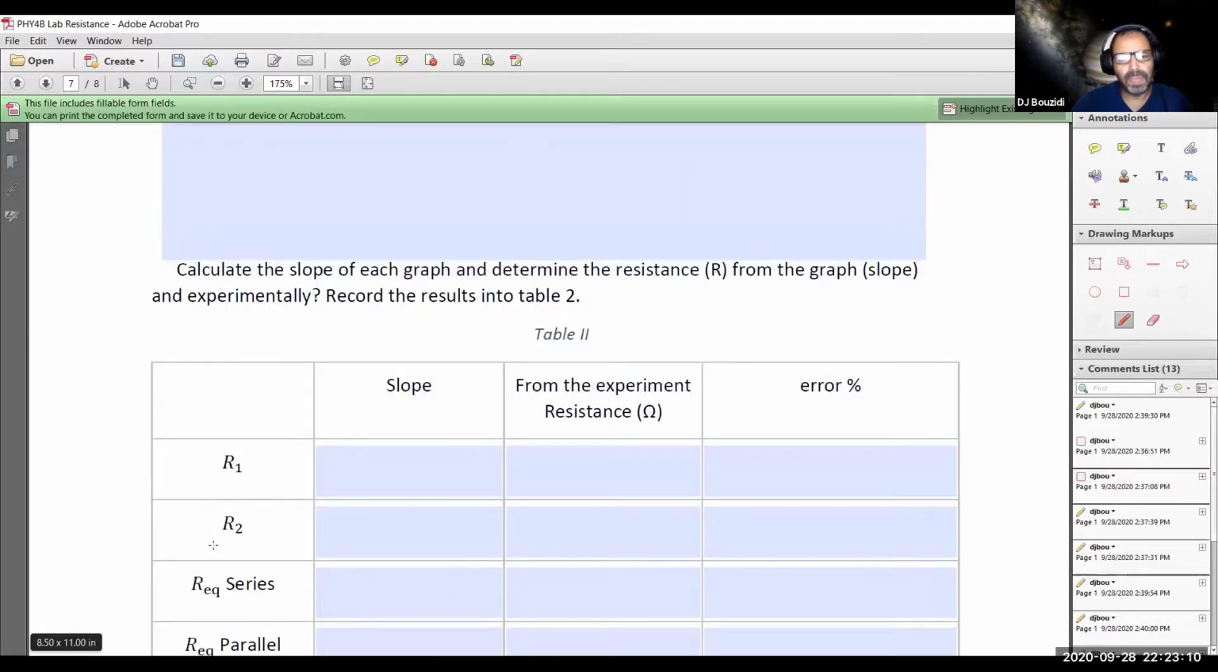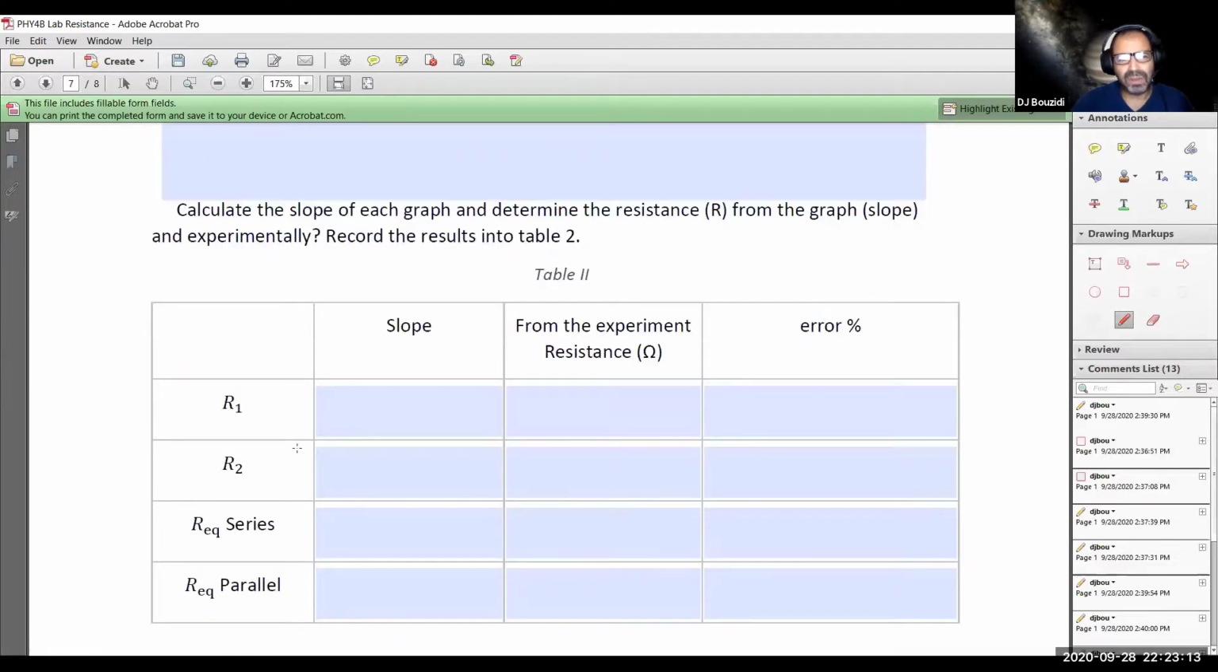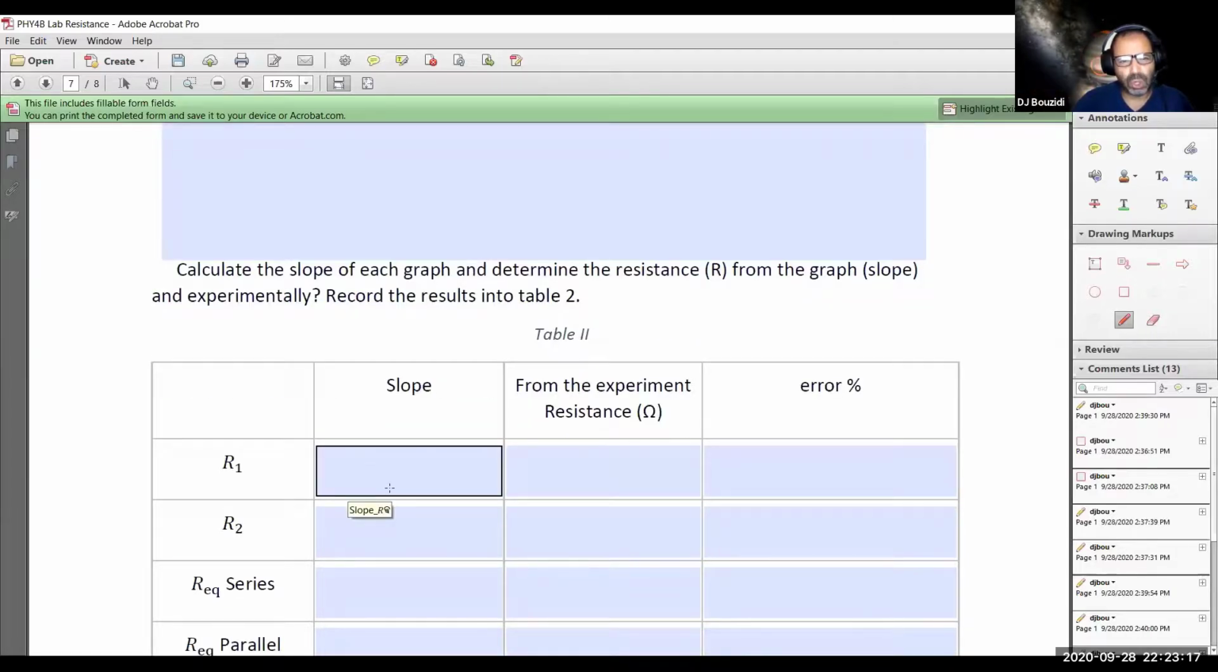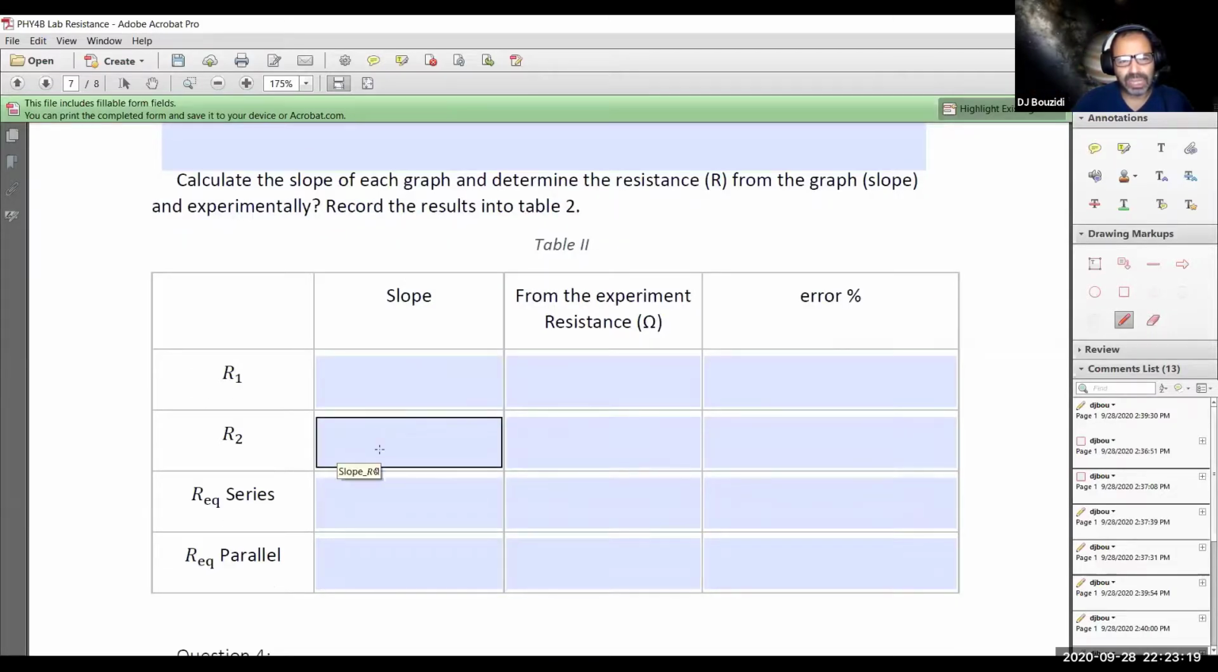You could be off. Then again, you're taking the data from the previous tables, from the graphs. You're going to get the slope from the graph. You're going to get the second slope from the second graph. You're going to get the R equivalent from the slope of the third graph, and you're going to get the R equivalent from the slope of the fourth graph. You're going to compare them to what you know from the experiment.